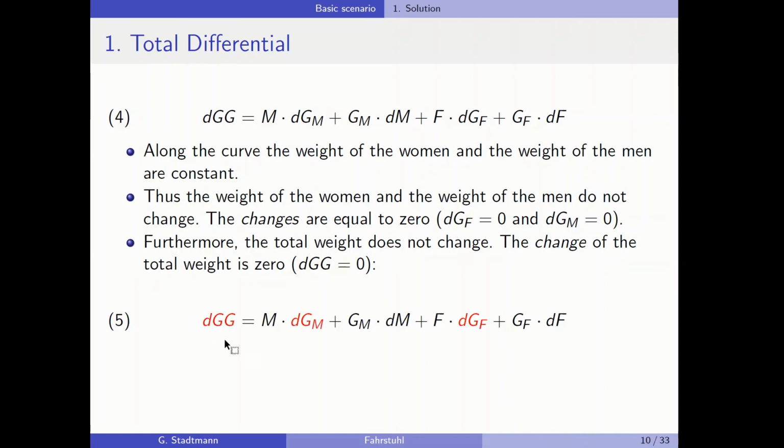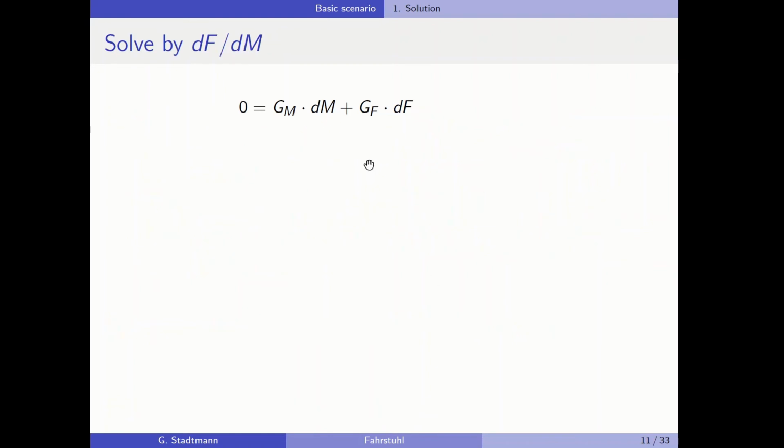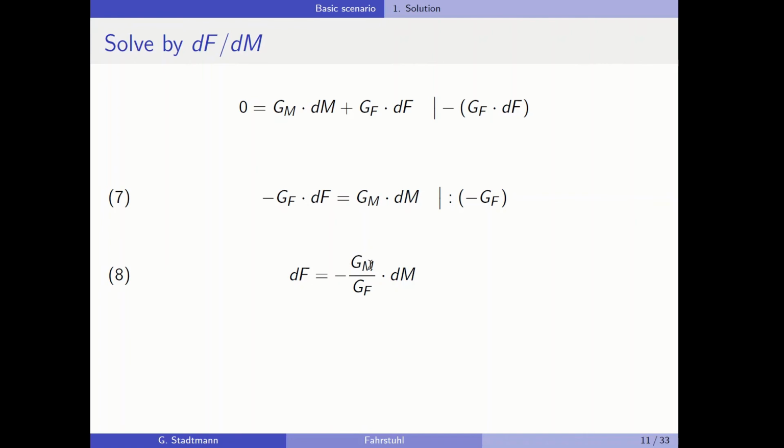In equation 5, I highlighted in red ink those elements of the total differential which are equal to 0. When we set this part equal to 0, we arrive at equation number 6. Now we have to compute the slope of this curve by computing df over dm. So in the first step, we subtract gf times df, and this pops up on the left-hand side with a negative sign. Then we divide by minus gf again. We get to equation 8: df is equal to minus gm over gf times dm. And then we divide by dm, and we have computed the slope of this curve. The slope of this curve is negative because there is a negative sign in front of this fraction.